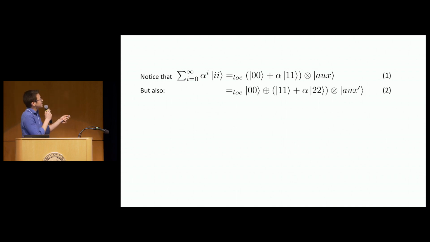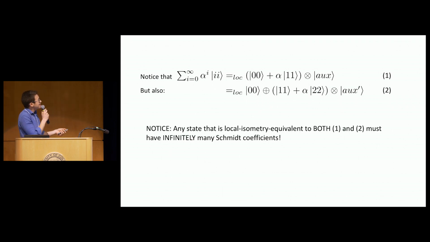But notice also that the state on the left-hand side is also local isometry equivalent to the state in 2, where we have just left out the first term, 0, 0. And then we've done the same factorization as we did in 1, where we pulled out an EPR pair. Now, recall that local isometries do not change the set of Schmidt coefficients. It's preserved. So what I claim is that any state that is local isometry equivalent to both 1 and 2 must have infinitely many Schmidt coefficients.